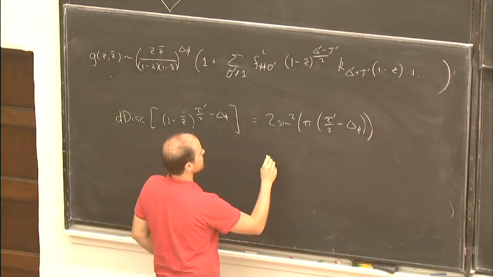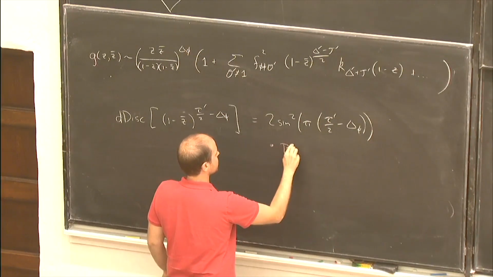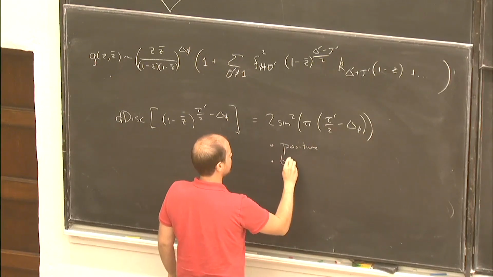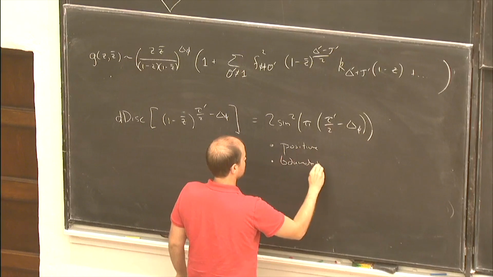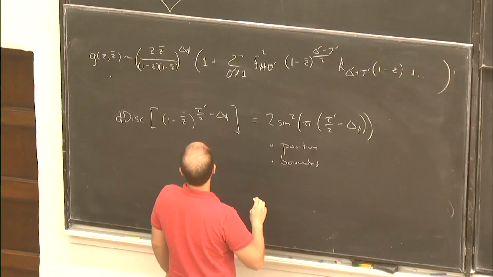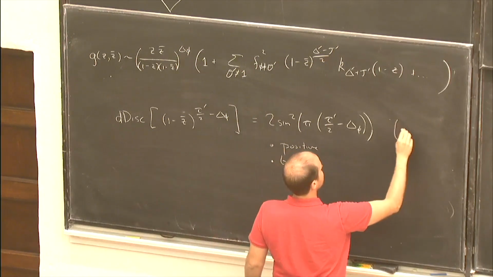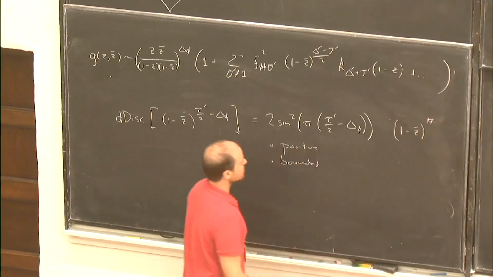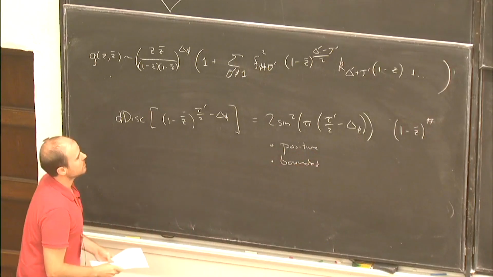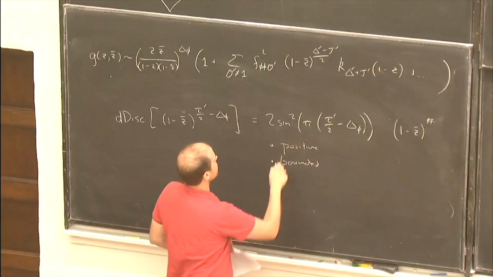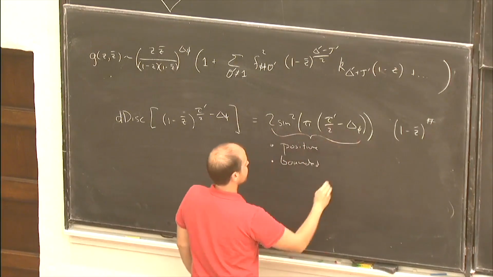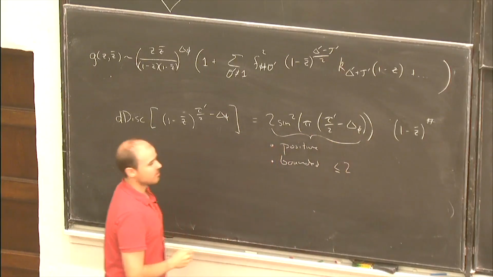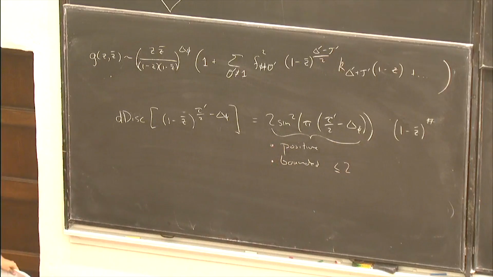So 2 comments. First of all, this is positive. Second of all, it's bounded. Yes, thank you. Times the same thing. So this inserts a factor here that's positive. It's bounded. It's less than or equal to 2. And both of these facts will play an extremely important role in Tom's lectures.